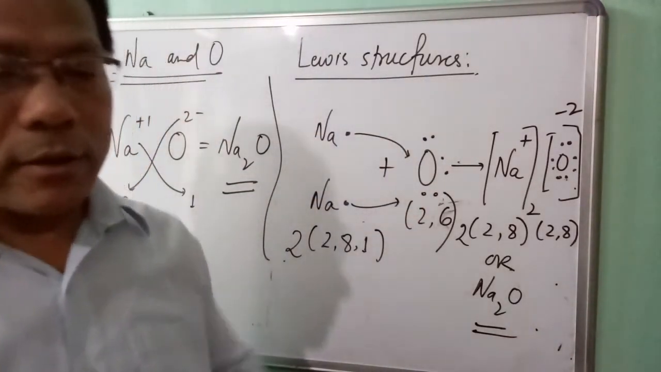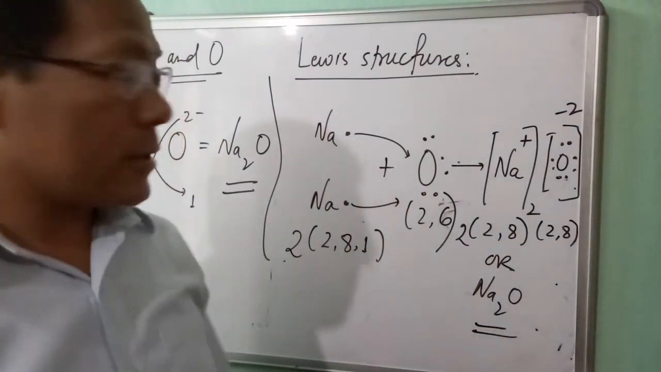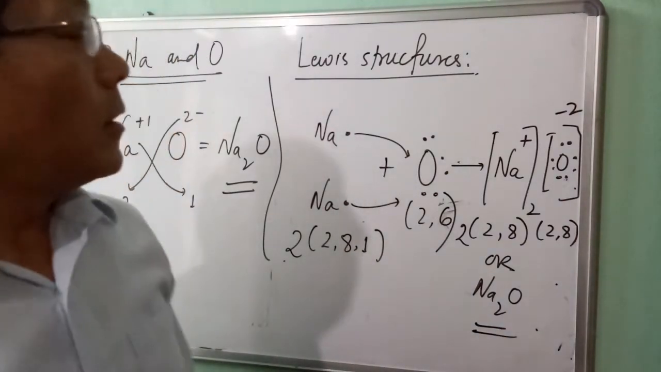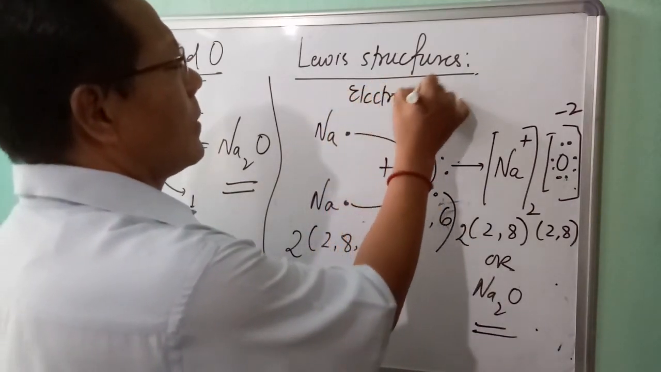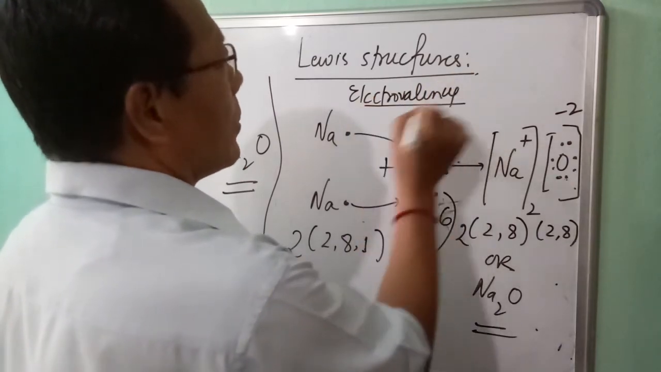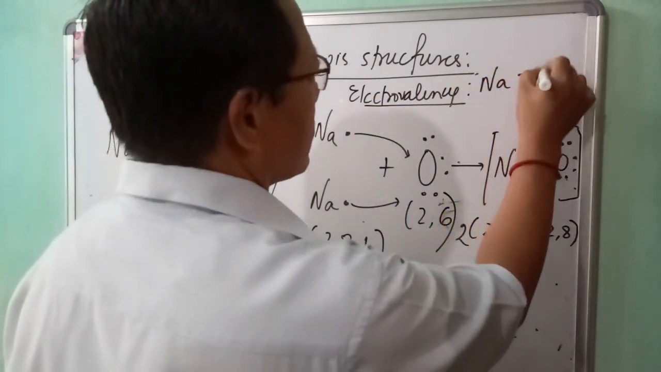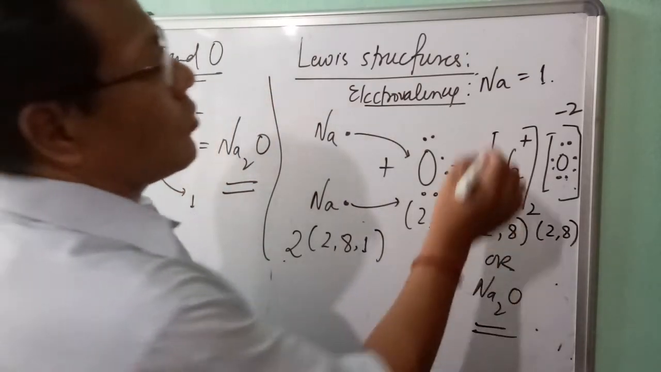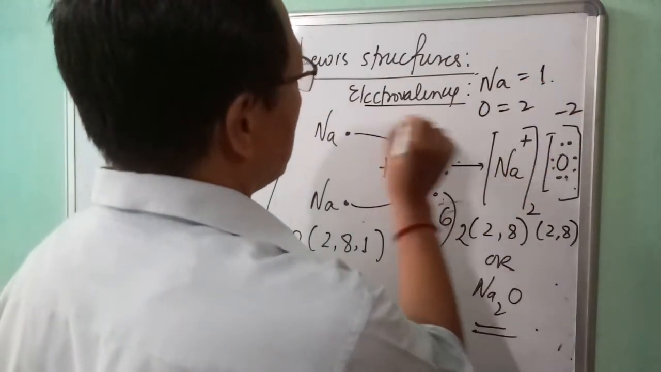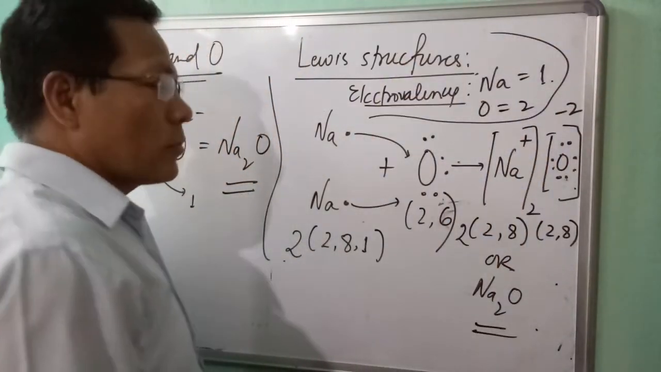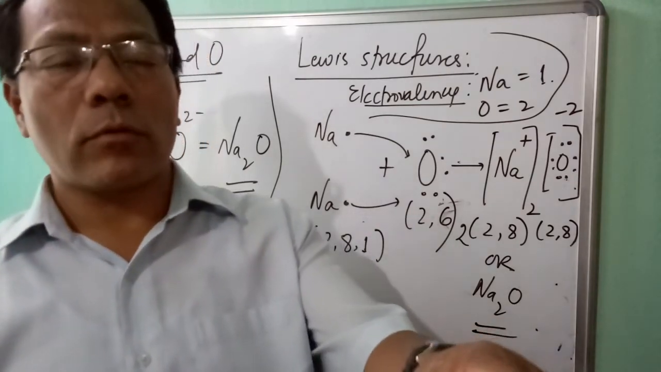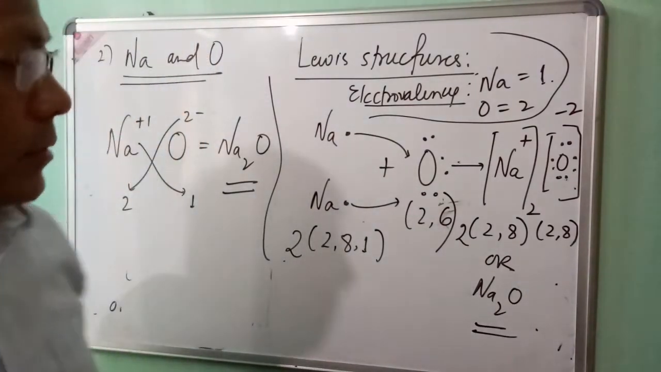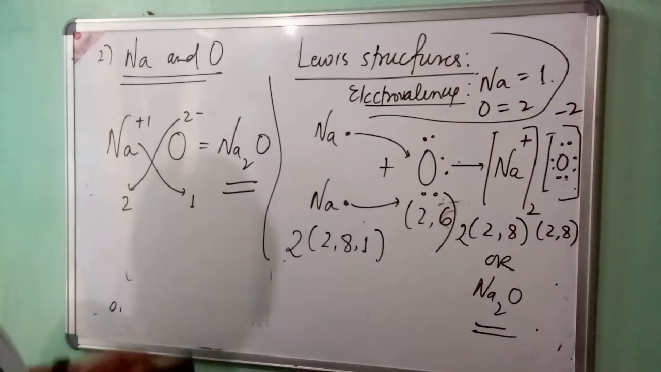So this is the Lewis structure of sodium oxide, which is formed by the combination of metal sodium and non-metal oxygen. In this example, the electrovalency of sodium is 1 electron lost and the electrovalency of oxygen is 2 electrons gained. So in sodium oxide, the electrovalency of sodium is 1 and the electrovalency of oxygen is 2. This is the structure of the ionic compound formed by the combination of sodium and oxygen.